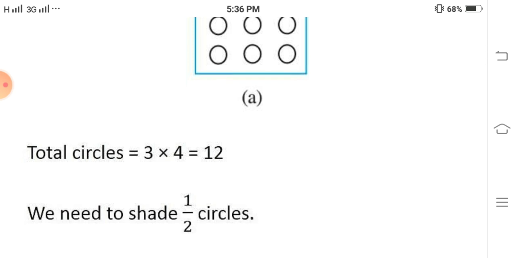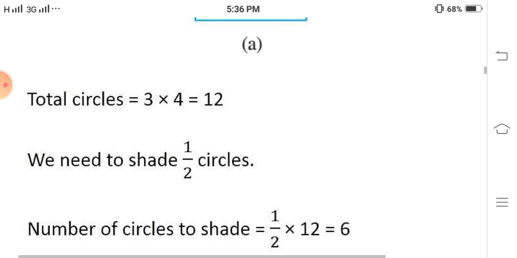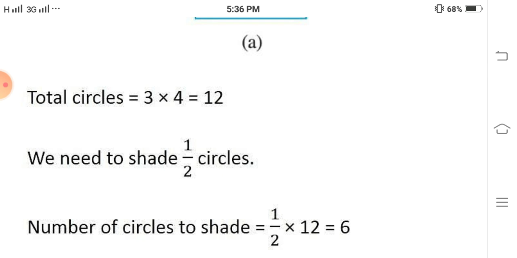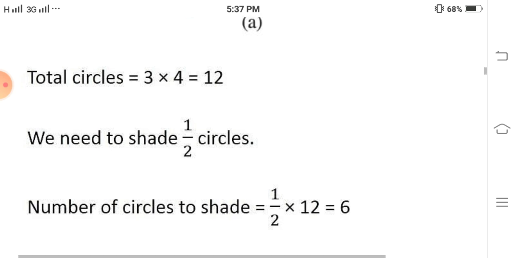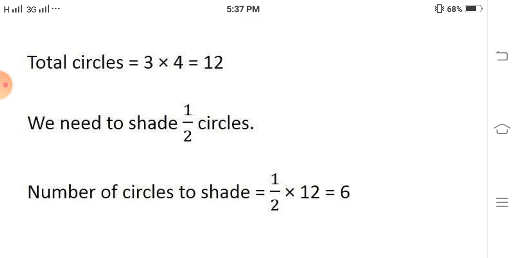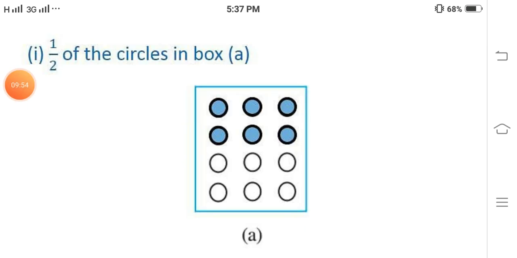Now we need to shade half of the circles. It means we need to shade 1 by 2 of 12 circles. Students, of means multiply. In this we will multiply 1 by 2 with 12. So 12 will get cancelled with 2 on 6. 6 2s are 12. So we are left with 6 1s are 6. It means we need to shade a total of 6 circles out of the 12 circles. In this manner we will shade the circles now.